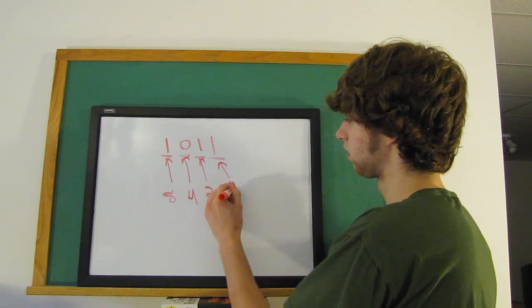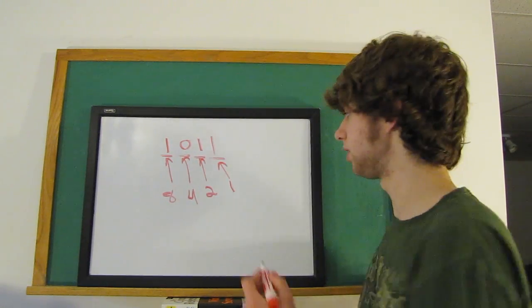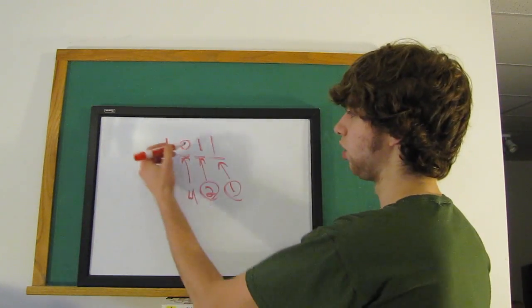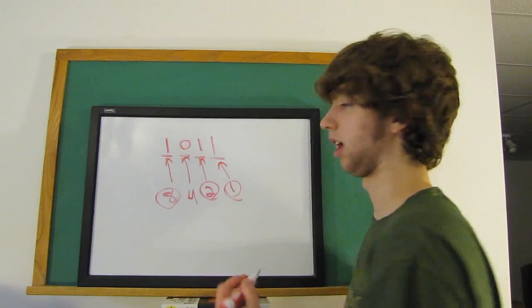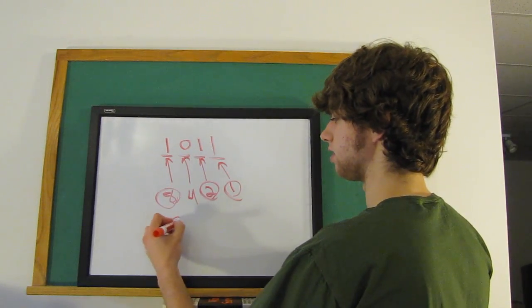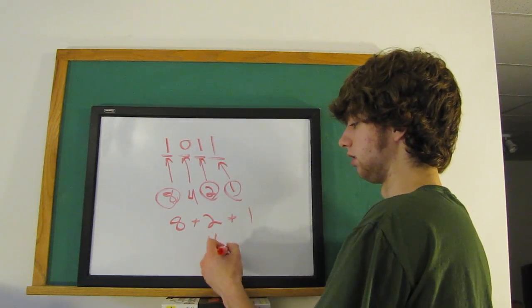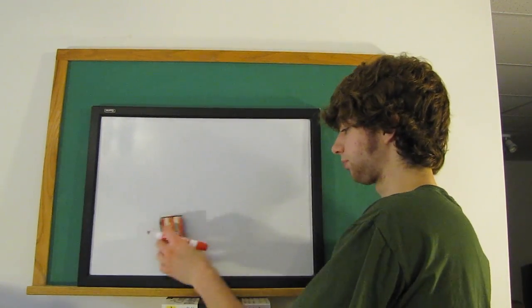Well, we have a 1 in the 1's place. That means we count it. So we have a 1, we have a 1 in the 2's place, a 2. We don't have a 1 in the 4's place, so we don't count that. And we have a 1 in the 8's place, 8. So our final answer is 8 plus 2 plus 1, or 11. So that's how you quickly figure out a binary number.